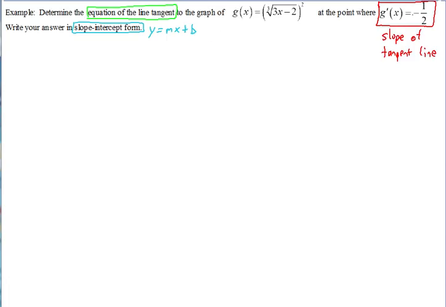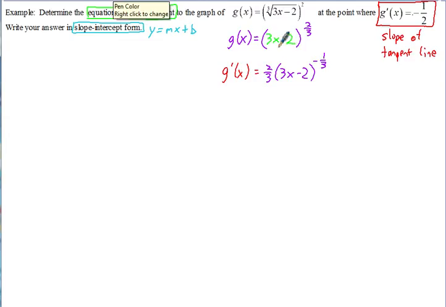So first, let's rewrite our function: g of x is the cube root of (3x minus 2) squared, the same as raising it to the 2/3 power. Since we know the derivative has to equal -1/2, let's go ahead and take the derivative. So g prime of x, using the power on the outside, is 2/3 times (3x minus 2) to the -1/3, subtracting 1 from the exponent. But there's a function inside, so you also have to use the chain rule. The derivative of 3x minus 2 is 3.